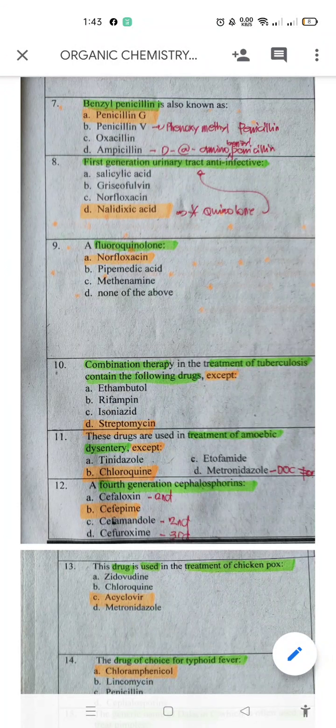Your cephalexin is a second generation. Your cefamandole is a second generation. And your cefuroxime is a third generation cephalosporin.